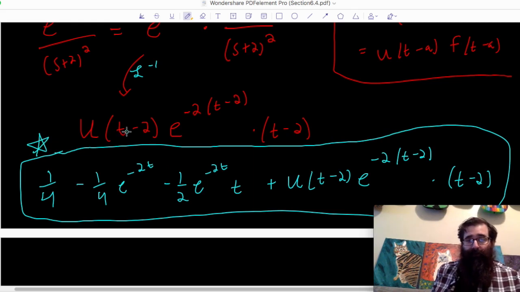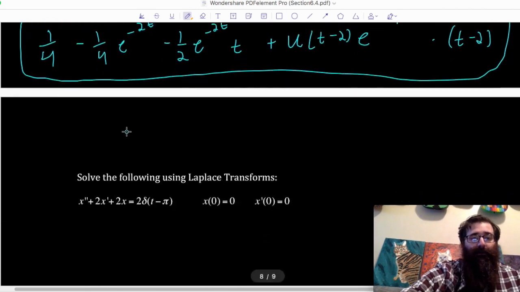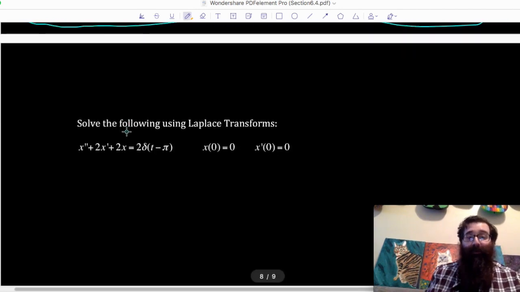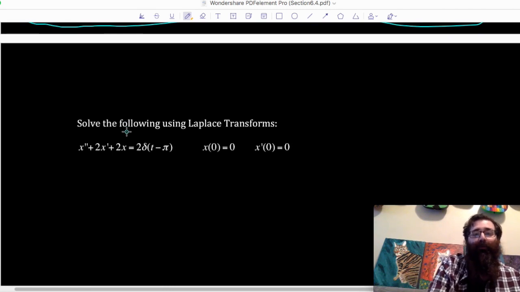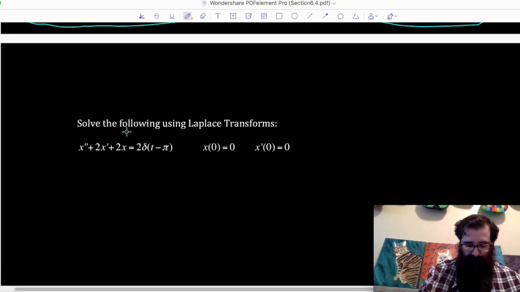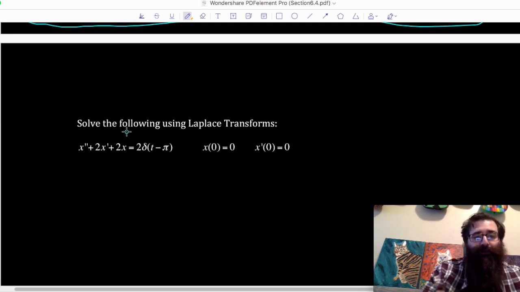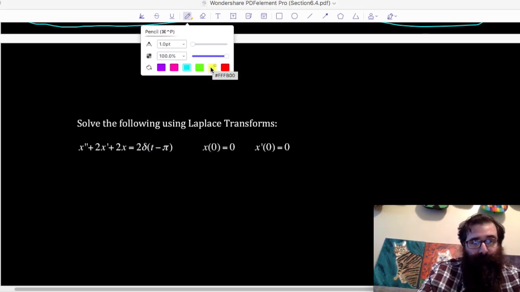Well, all right, so what's next? We'll take a look at one last example for this section, talking about using Laplace transforms, working with our delta functions as well. So we'll take a look at one more of these. We have x double prime plus 2x prime plus 2x equals 2 times delta function at t minus pi. We have x at 0 is 0, x prime at 0 is 0.